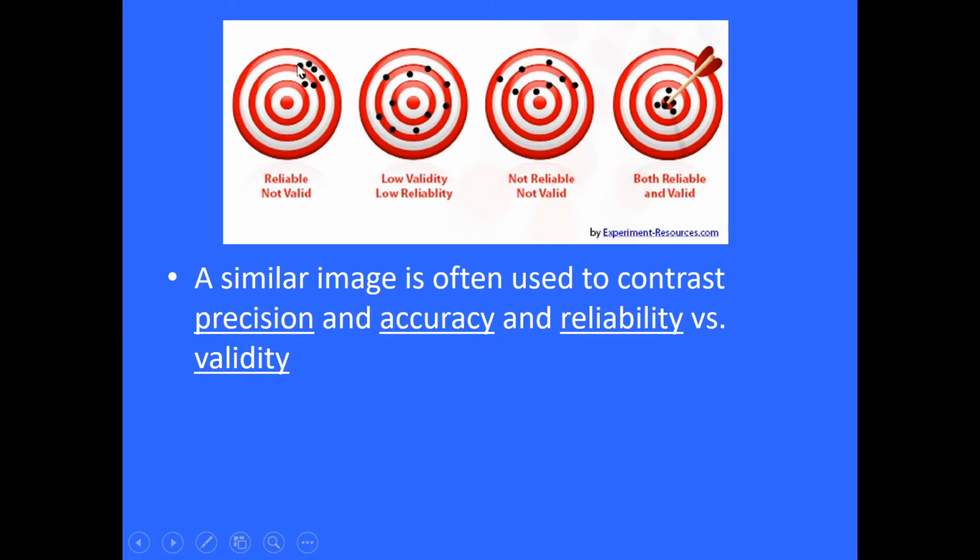Here, this is a reliable shooter. He's just missing the mark. So they're very reliable, but not valid. Here, this is valid. It's around the bullseye. It's just not very reliable, you see.